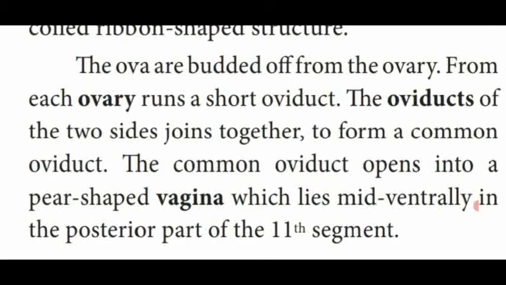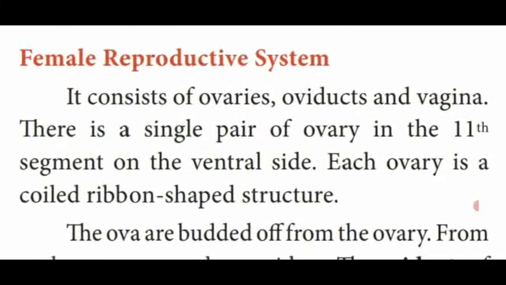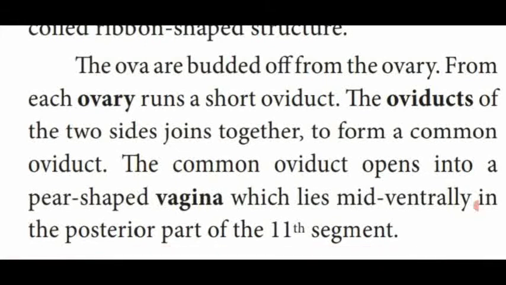Dear students, in the previous video class we have seen the male reproductive organ, which is located in the 10th segment, and the female genital opening which is present in the 11th segment. That's why the ovaries, oviduct, and vagina are located in the mid-ventral portion of the posterior side of the 11th segment of the leech body.